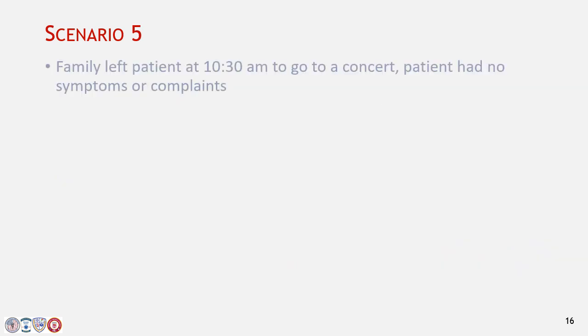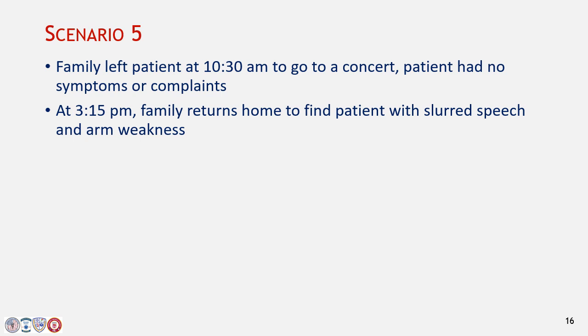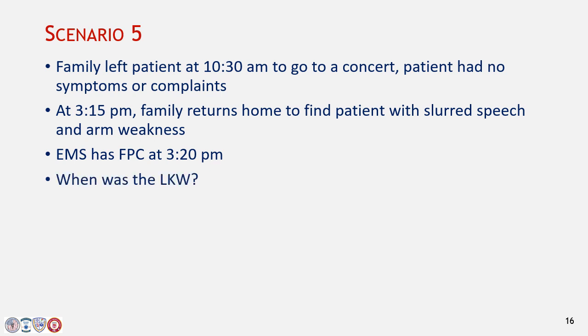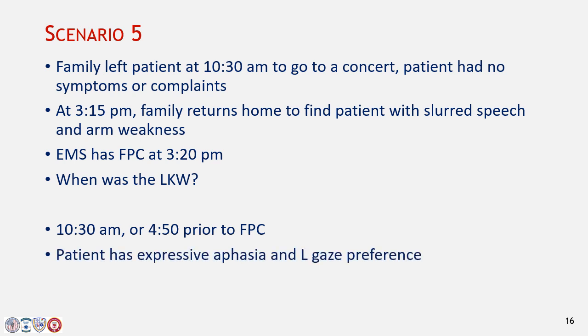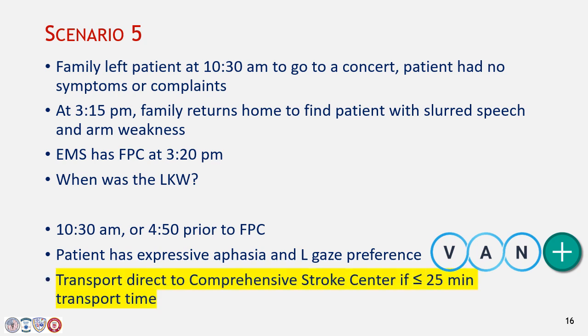And then last scenario, 10:30 a.m., 3:15 p.m., arm weakness, slurred speech and arm weakness in this case. First patient contact at 20 minutes after 3. Last known well in this case, 10:30 a.m., nearly 5 hours prior to EMS first patient contact. This patient has the same expressive aphasia and left gaze preference, and so is VAN positive. And this patient then, because they are outside of that 3 to 4 hour window, again goes to the comprehensive if they are less than or equal to 25 minutes transport time.